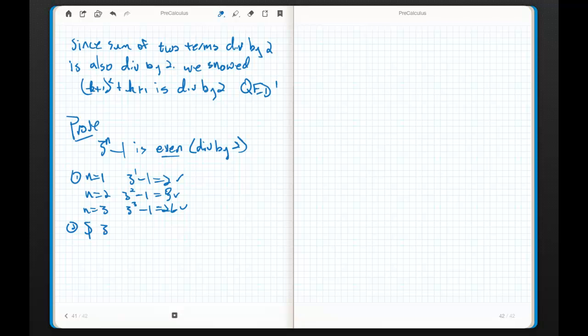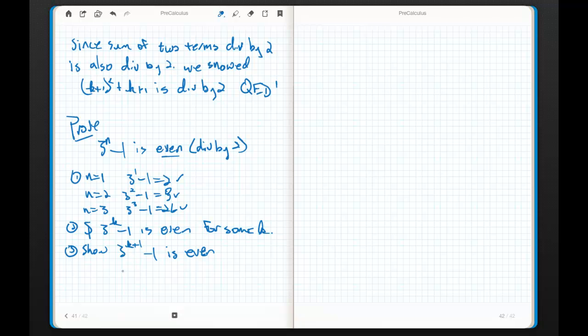Suppose 3 to the k minus 1 is even for some k. And in combination with that, show 3 to the k plus 1 minus 1 is even. That's what we have to show. That's our job. All right? So how do we do it? Well, I need a 3 to the k minus 1 to be able to use the inductive hypothesis. The problem is I have a 3 to the k, right?